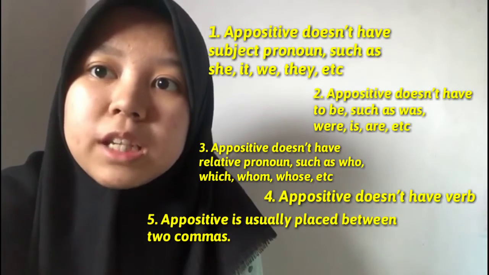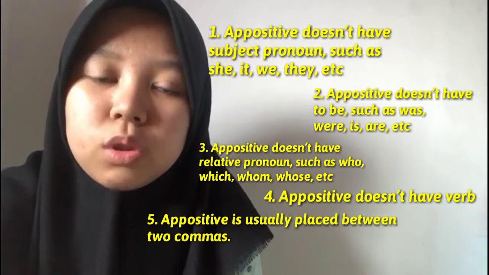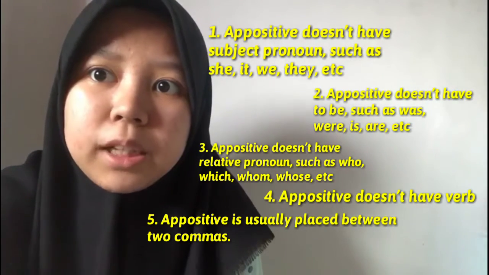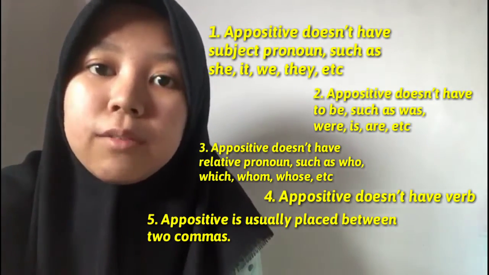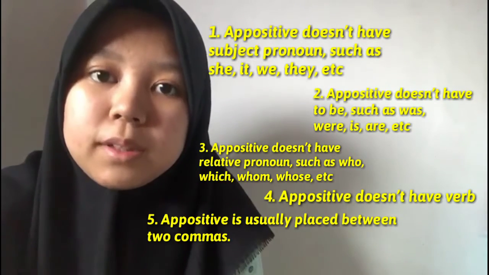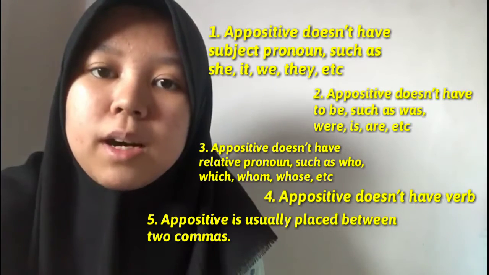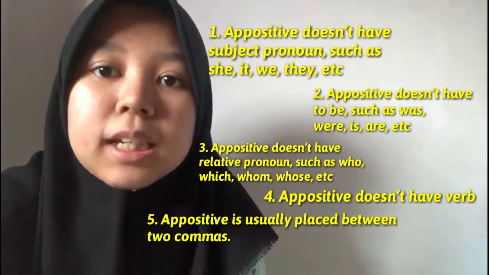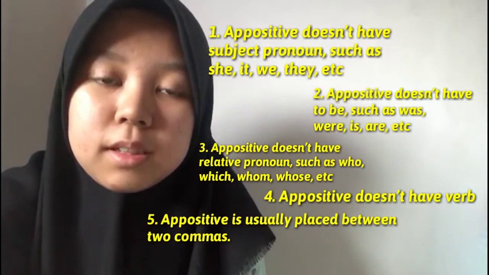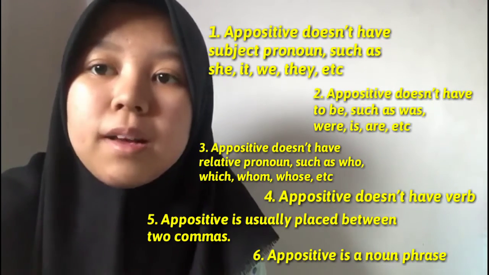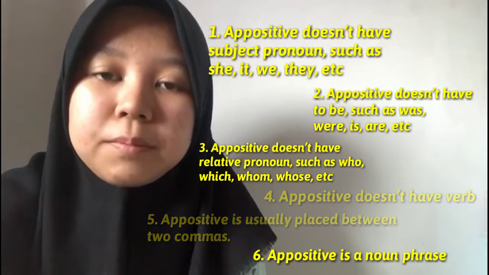Fifth, appositive is usually placed between two commas. There are also appositives that are placed in the beginning of the sentence. Therefore, it doesn't need two commas. There are also appositives that don't need comma at all. Usually, the appositive is names. Sixth, and the last one, appositive is a noun phrase.